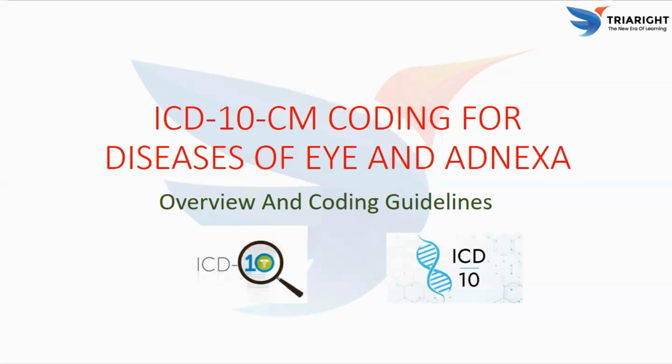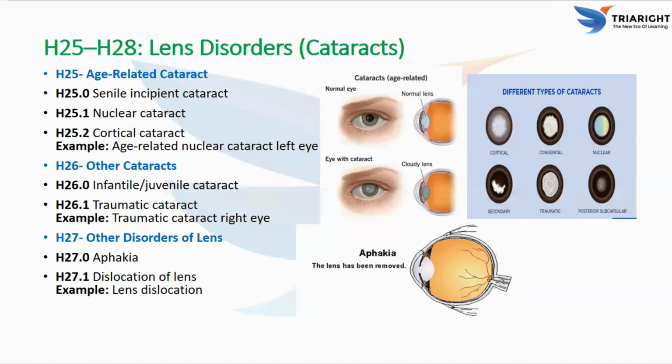Myself Srija. So today in this session you are going to learn about the ICD-10-CM coding classification from the code range H25 to H59, which describes the diseases of the eye and adnexa. So H25 to H28 codes describe the lens disorders, nothing but the cataracts.